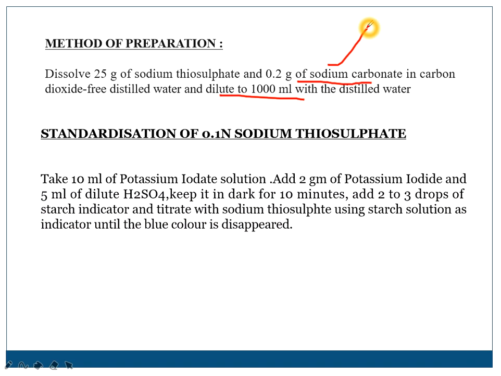Next is the standardization of sodium thiosulfate. Take 10 ml of potassium iodate solution, add 2 gram of potassium iodide and 5 ml of sulfuric acid. Keep it in the dark for 10 minutes and then add 2 to 3 drops of starch solution, which is used as the indicator. After addition of the indicator, titrate the contents of the conical flask with the sodium thiosulfate, which is present in the burette. And the end point will be the disappearance of the blue color.